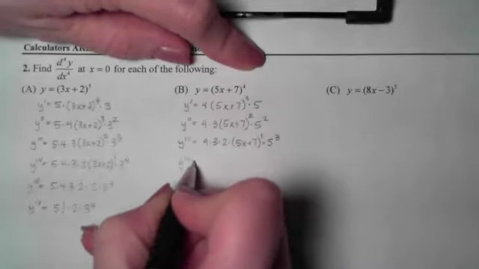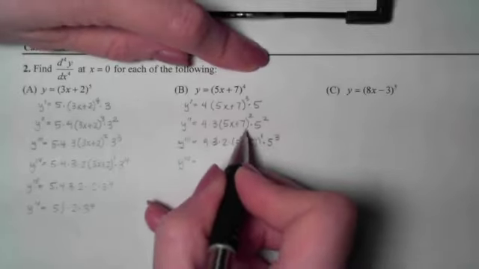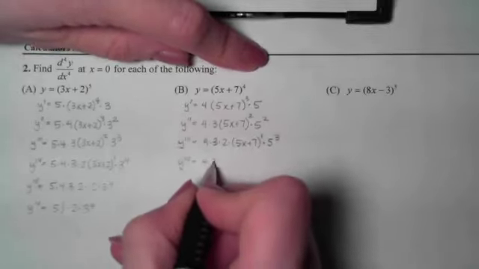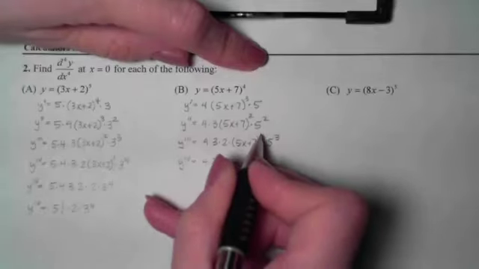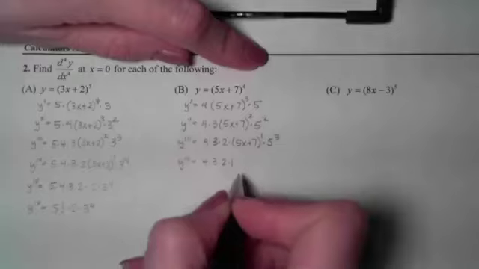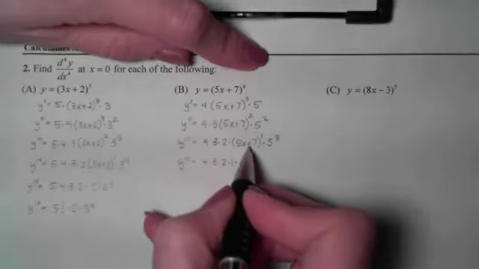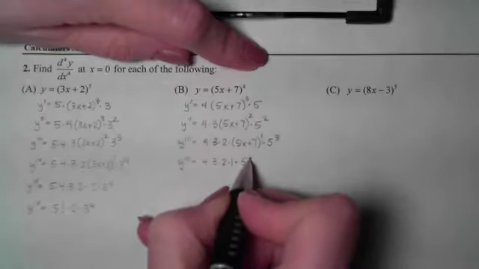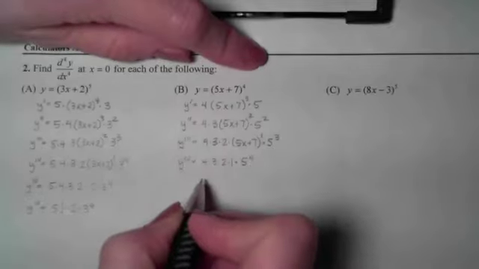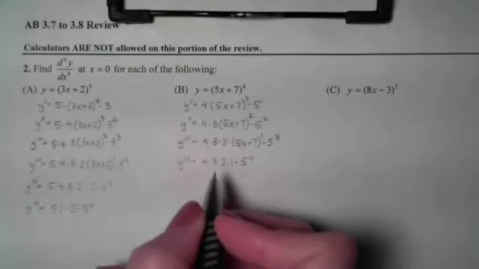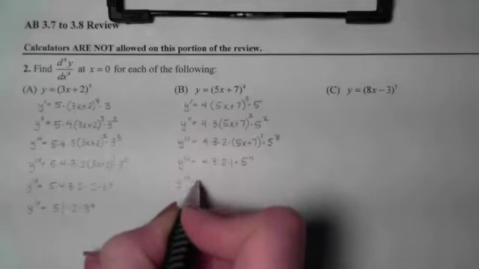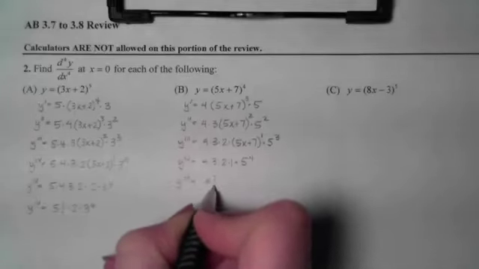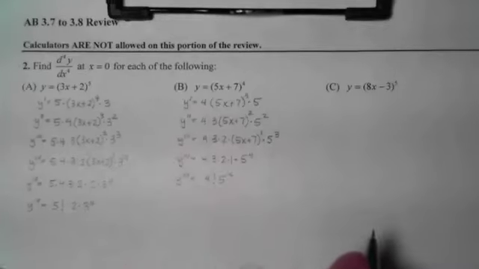Fourth derivative, notice this time when I bring this 1 down in front, I now have the inside raised to a 0 power, which is just a 1, and then the derivative of the inside will give me another 5. So I end up with this case having no x to even plug in. So that fourth derivative at 0 will just be 4 factorial times 5 to the fourth.